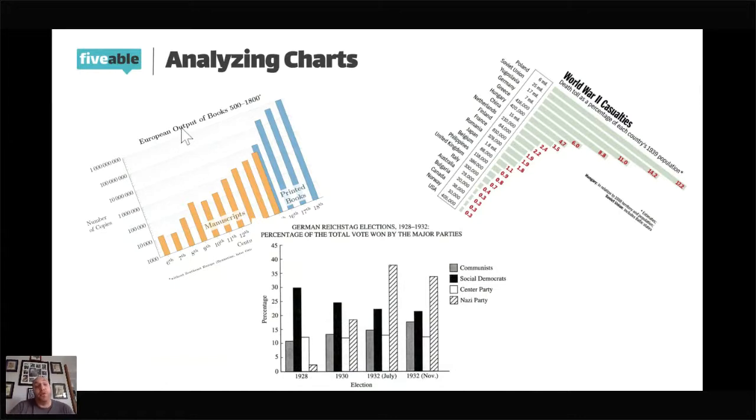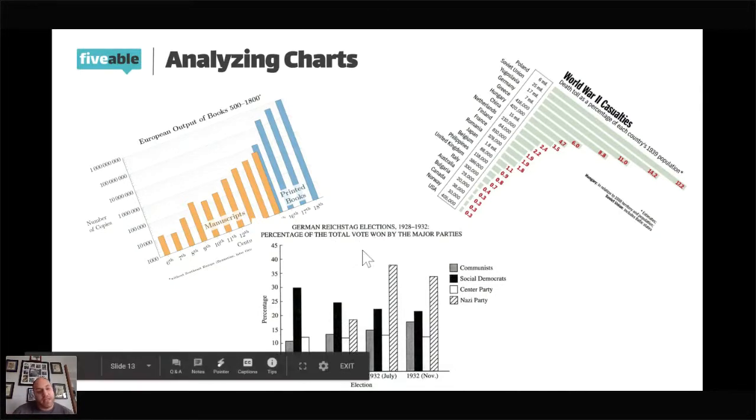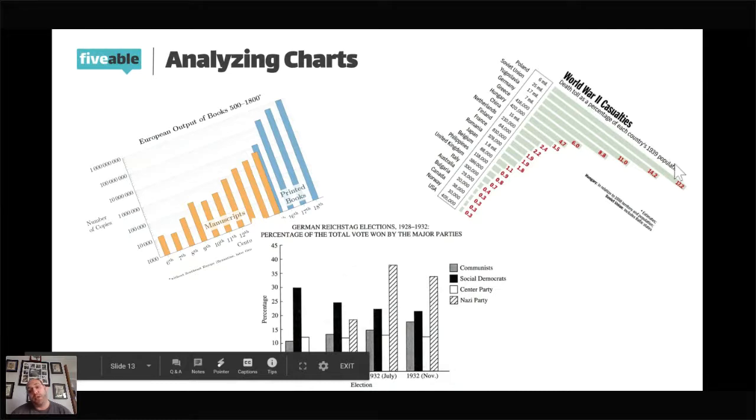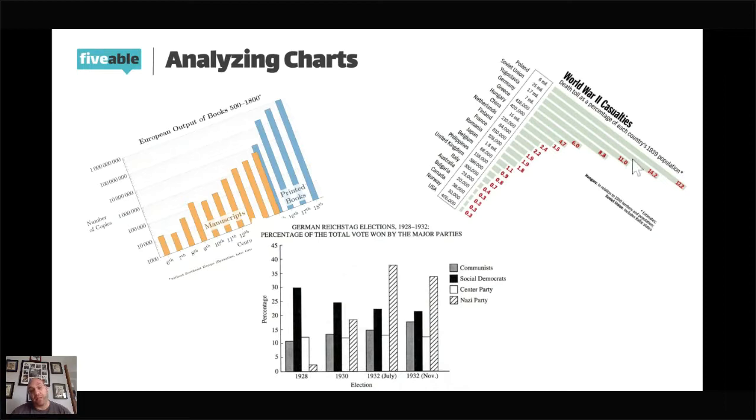We're looking at how many are produced, okay? You've got here in the middle, the German Reichstag elections. So this is showing us the percentage of people that voted in major parties, which is really important for understanding how political parties work, how they get power. And then on the top right, World War II casualties, understanding the amount of people that are killed and the percentage of population it was at that time frame.